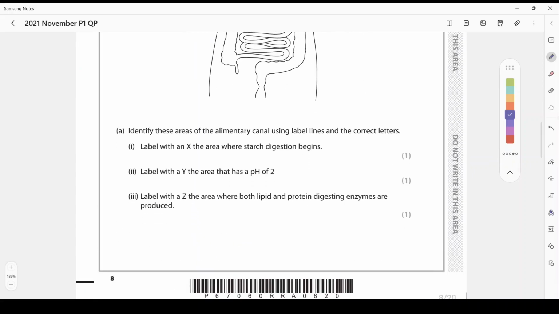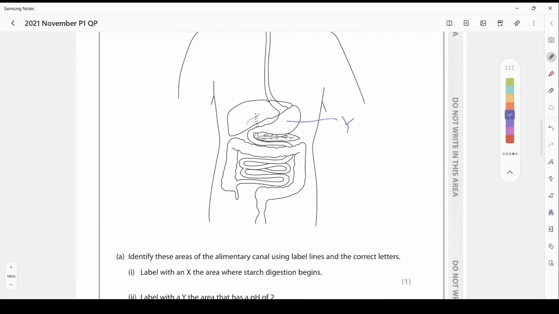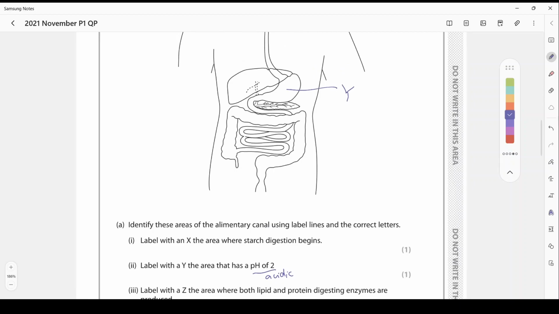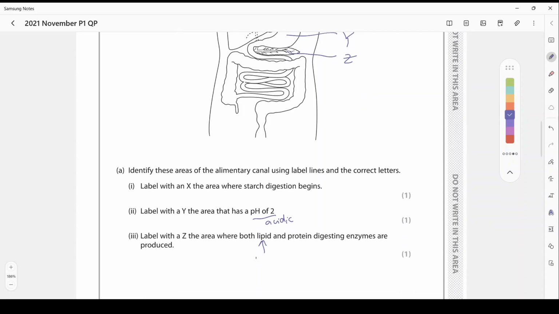Next one, part 2, label with a Y the area that has a pH of 2, so that is acidic, and the only part of the alimentary canal that is acidic would be the stomach. So this would be Y. Third part, label with a Z the area where both lipid and protein digesting enzymes are produced. So that would be the pancreas. So this is the pancreas here. So we will label that with a Z. The enzyme that's responsible for digesting lipid is referred to as lipase. And the enzyme that's responsible for digesting proteins is referred to as protease.